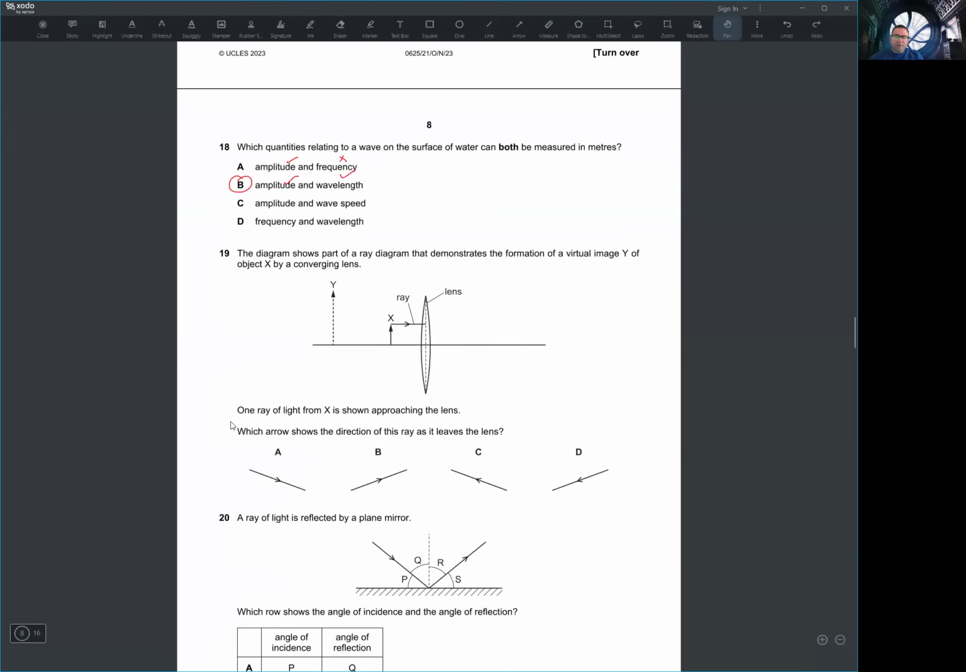The diagram shows part of a ray diagram that demonstrates the formation of a virtual image by a converging lens. How is amplitude measured? What was amplitude? This is amplitude. It's literally the height of a wave. So how do you measure height, like from the center? With a ruler, which means you can measure it in centimeters, millimeters, meters.